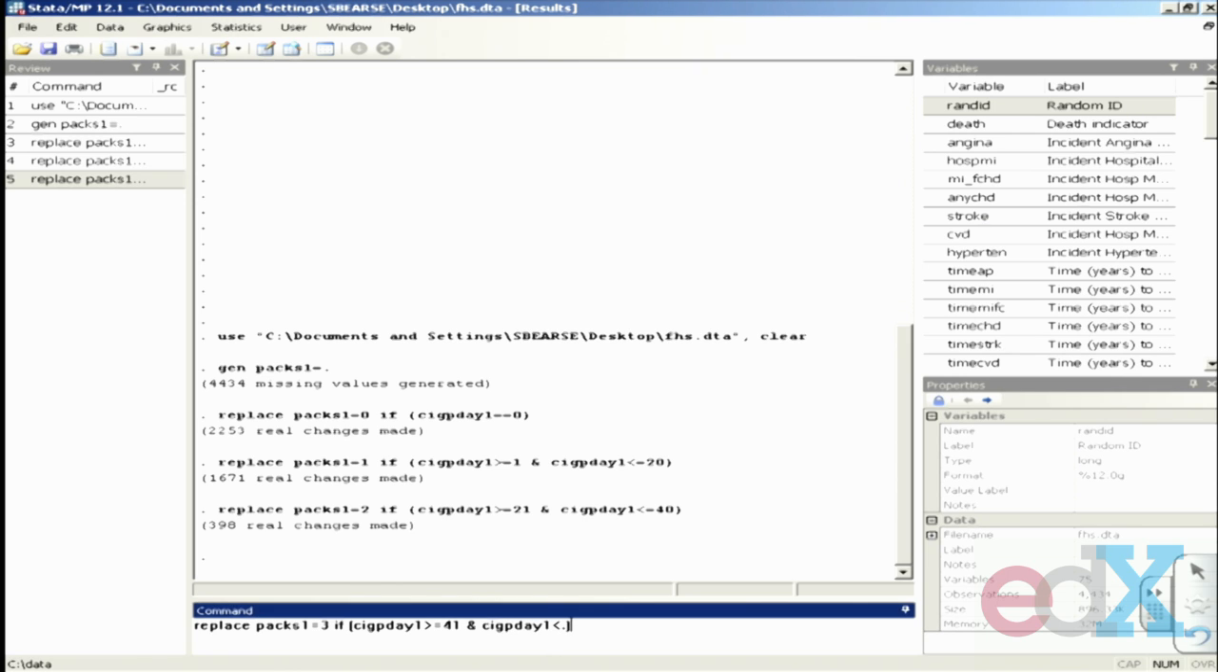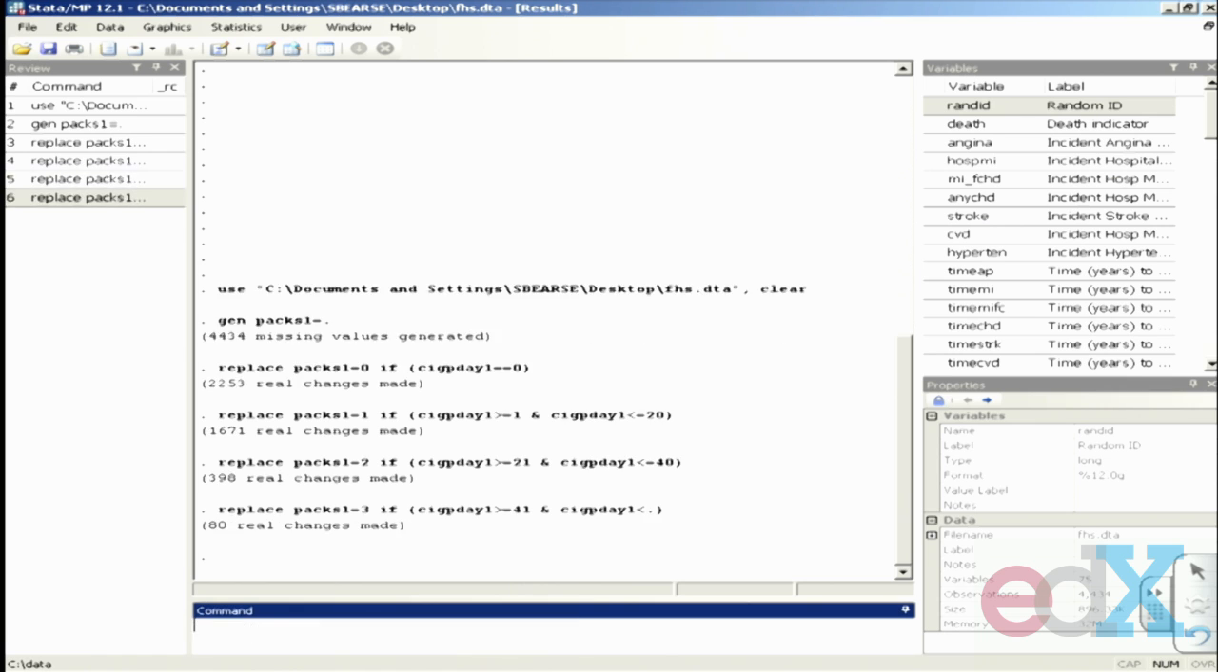And for this final category, keep in mind we always have to say to STATA, make sure that it's less than infinity, because if it's infinity, it'll be counted as missing. So we now have our new variable called packs1. Now we can calculate the prevalence of coronary heart disease by levels of packs1.